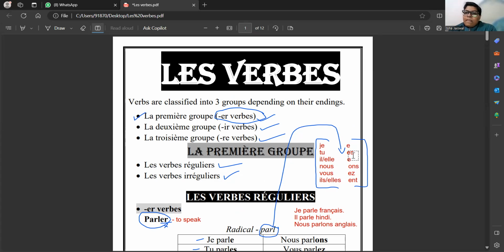So today we have done the first group of verbs. I would like to stop over here because after doing the first group of verbs, I would not like to start anything new. I mean, it will be enough for me.